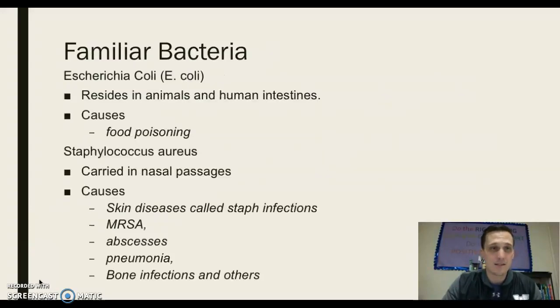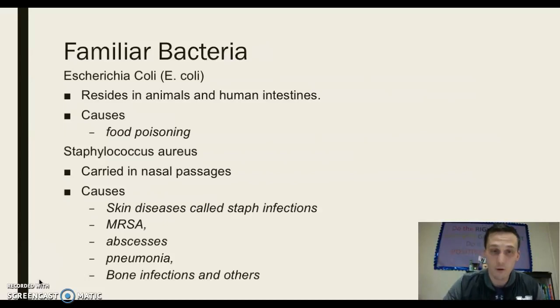Familiar bacterial diseases that we deal with, you can try to pronounce that big, nice word there, or you can be like everyone else and call it E. coli. But this resides in animals and in human intestines. What it causes is food poisoning. All right, you eat something that has E. coli in it, you become very sick and ill.